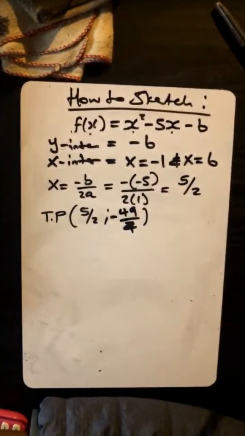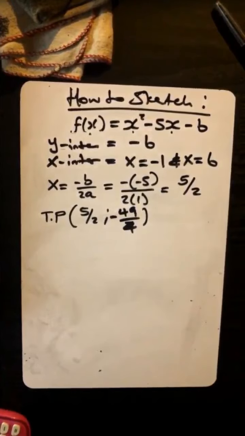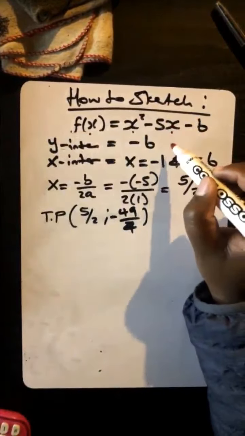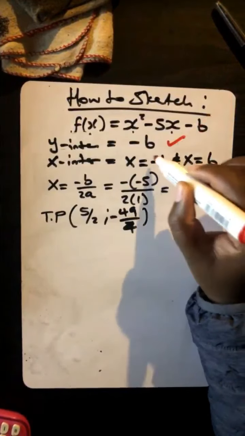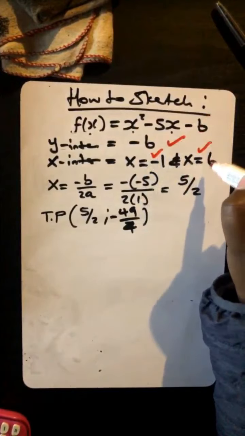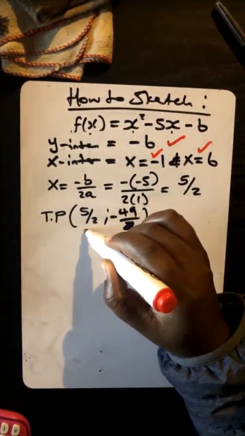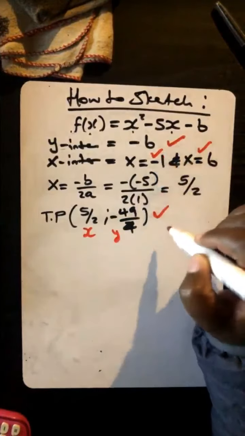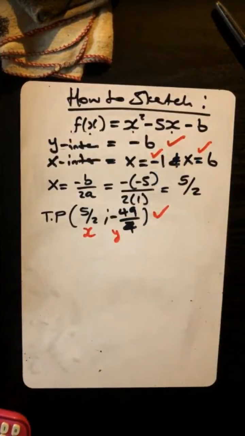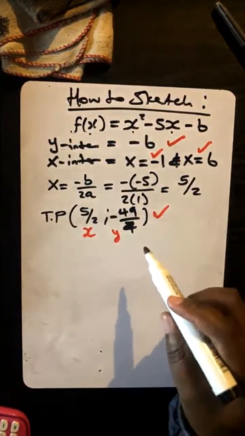So now that we have the turning point, this is all that we need, guys. For you to be able to plot a parabola, you need the y-intercept, you need the x-intercepts, you need the turning point, the x and the y of the turning point. So 1, 2, 3, these are the 3 things that you need. So now you can sketch, or let's say plot the points.